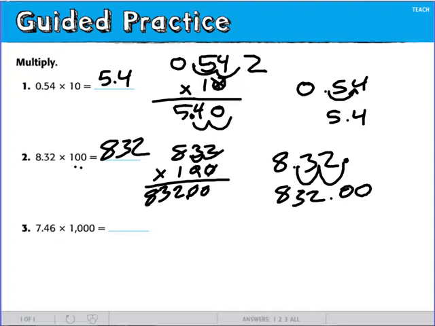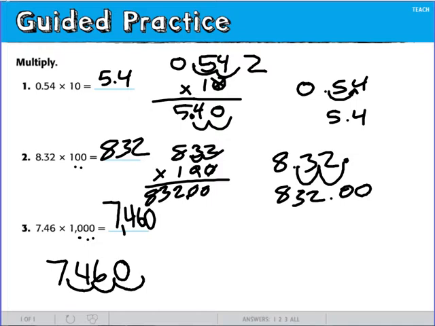Okay. Last one. 7 46/100 times 1,000. How many zeros are here? 3 zeros. So, I'll do this one this way first before I multiply. How many times am I moving my decimal to the right? 3. 1, 2, and what do I have to do here? It's called something special. I need to annex a 0. There you go. Boom, and I'm done. So I have 7,460. Now I come over here. I'm going to multiply it out just to make sure that, yes, that's what I did.